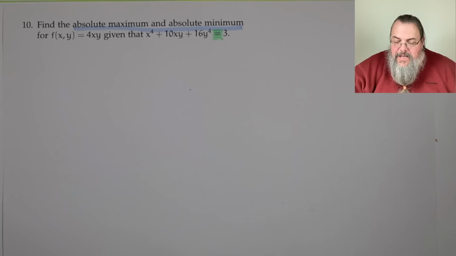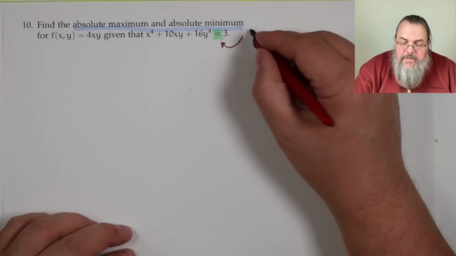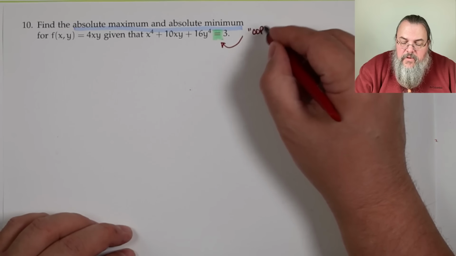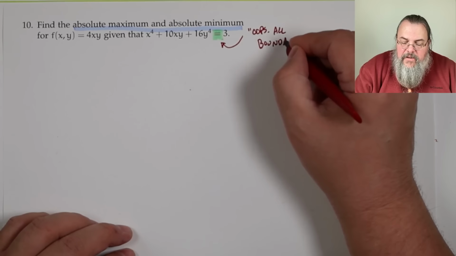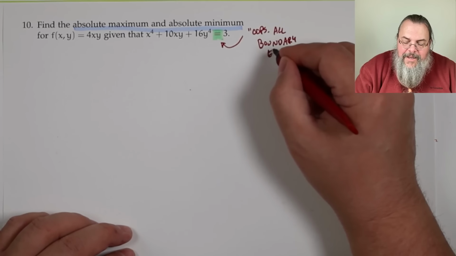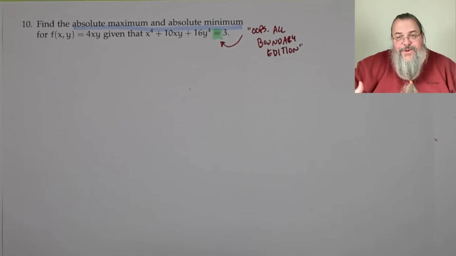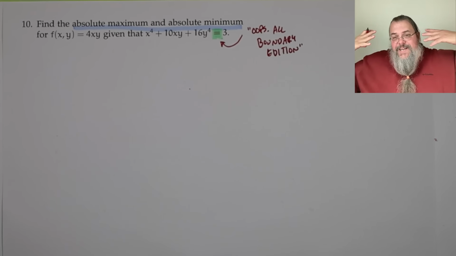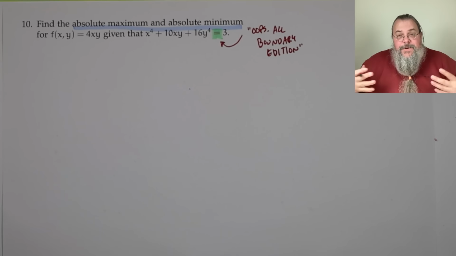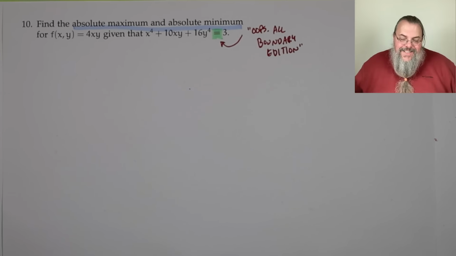So another way to think about it is it's kind of like the previous problem, but it's like, oops, all boundary edition. And so we say, okay, but hey, what does that really mean? Well, we're going to go through and do constrained optimization, but it's spiritually very similar to what we just did. In other words, we're making a list of where things can happen.